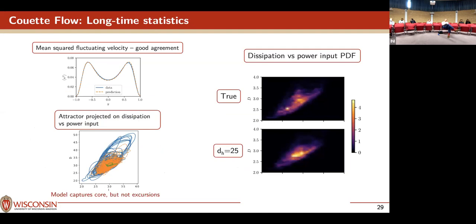If we look at statistics, this is the mean square streamwise velocity fluctuations. The data is from the DNS, the prediction is from our 25 dimensional model, and we get quantitative agreement. Here's input energy versus dissipation. The blue is the data. What we miss in this case is these infrequent excursions. We get the core of the probability density very well, but we don't get these excursions very well. There are a couple of reasons why that might be, and that takes me to the next topic.